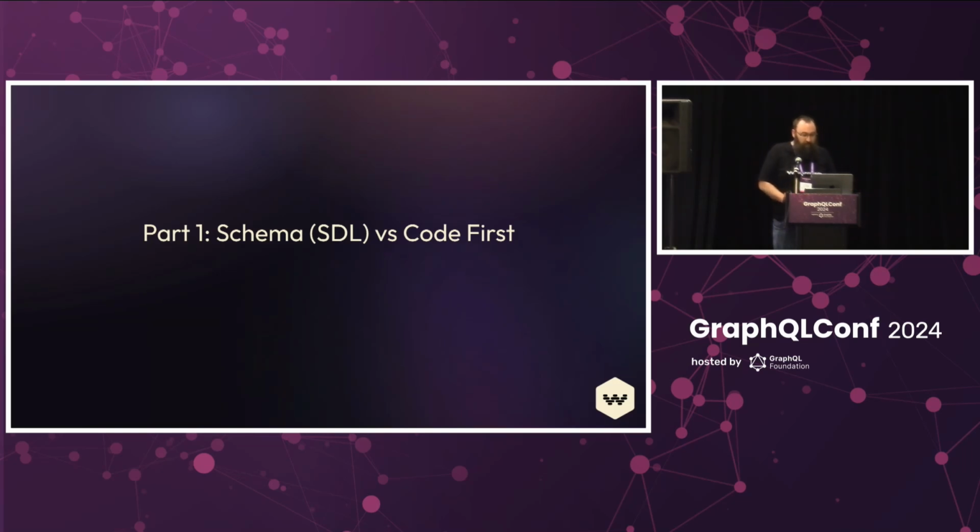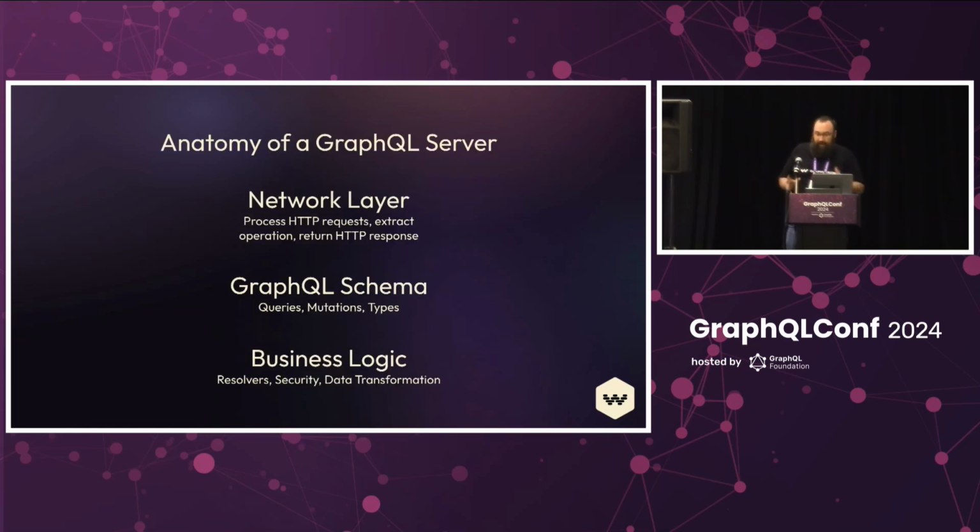So when we're talking about schema versus code first, what we need to know is any GraphQL server is going to be broken down into three parts. You've got a network layer, which is going to look at your HTTP requests. It's going to figure out what they actually mean. That's going to then go to a GraphQL schema and validate, is that a valid operation? Can we do this query? Can we do this mutation? And then finally, that's going to call down into your business logic.